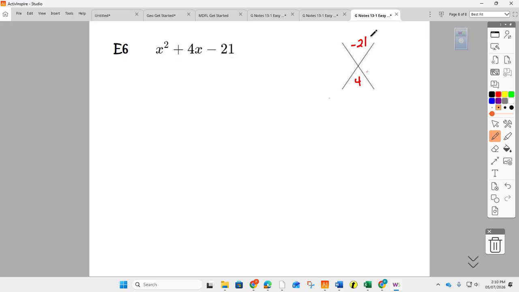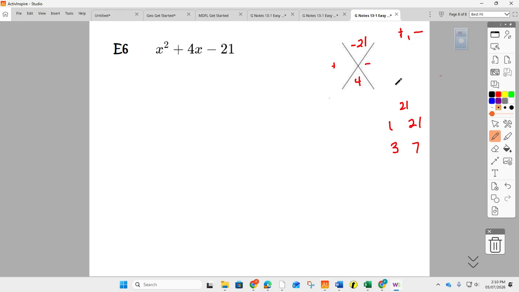So now the only way to get a negative number, one of your numbers has to be positive and one has to be negative. So that's what's going to have to be the signs of our factors that go here. We know one's going to be positive and one's going to be negative. So the factors of 21 we can just list. 1 and 21, and 3 and 7.